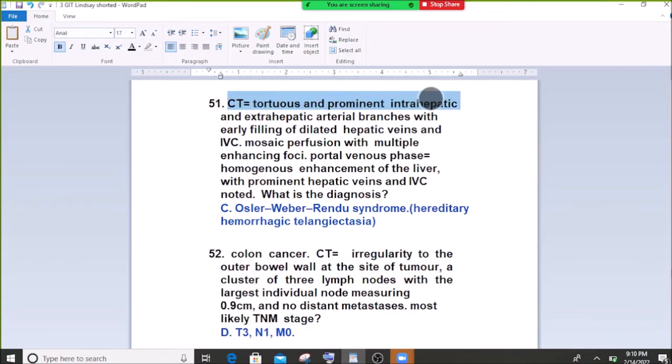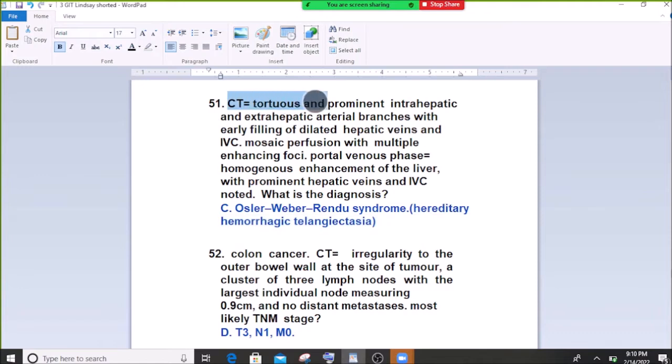51. CT shows tortuous and prominent intrahepatic and extrahepatic arterial branches with early filling of dilated hepatic veins and inferior vena cava. Mosaic perfusion with multiple enhancing foci. Portal venous phase shows homogeneous enhancement of the liver with prominent hepatic veins and inferior vena cava, which is diagnosed as Osler-Weber-Rendu syndrome. The other name of Osler-Weber-Rendu syndrome is hereditary hemorrhagic telangiectasia.